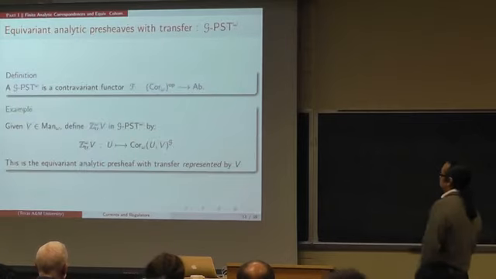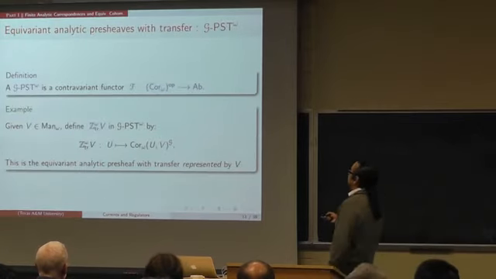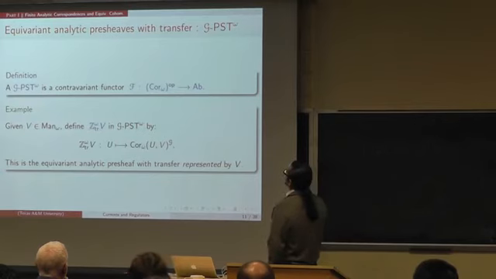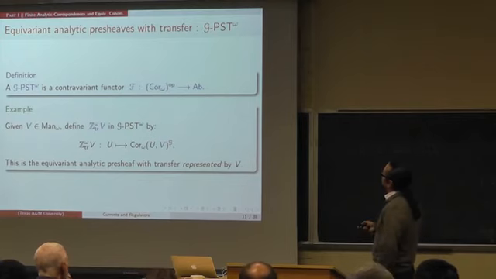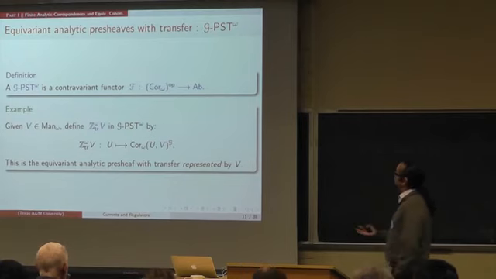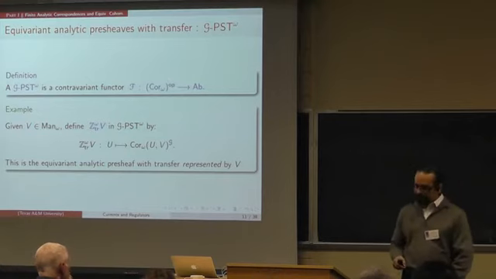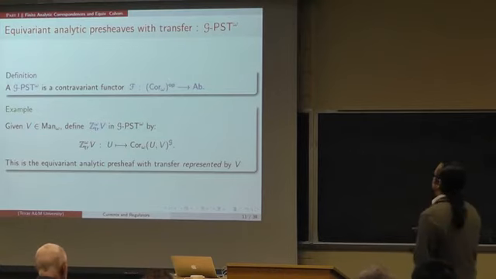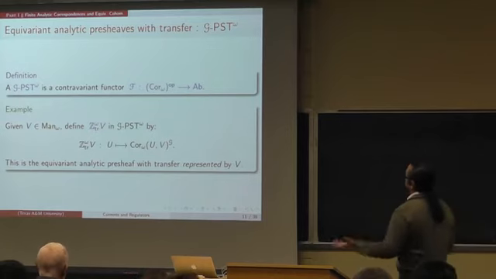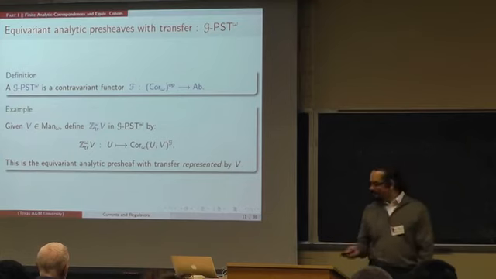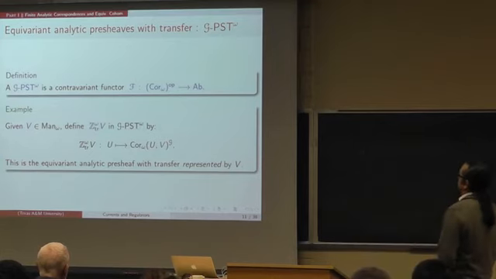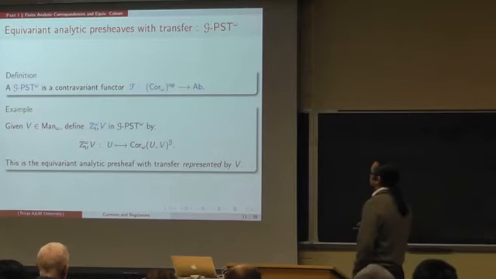And now this is essentially Voevodsky's definition of what a presheaf with transfer is, except that they have these two other names. It is a contravariant functor from the category of analytic correspondences to abelian groups. We call it the equivariant analytic presheaf with transfer, GPST, whatever. And again, an example is the presheaf represented by the manifold V itself.